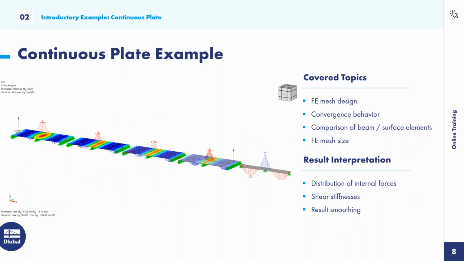And for this, we are going to use this example to compare results of the bending moment from the plates to the continuous beam. So this will kind of give us an idea of what results we should expect from the continuous beam. And so with that, we can jump into RFEM.